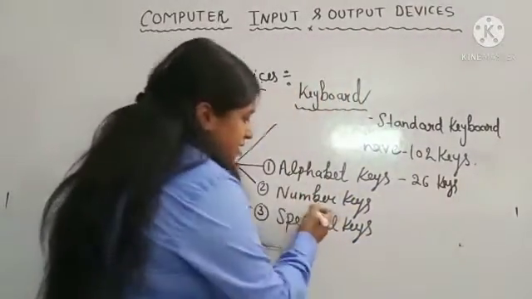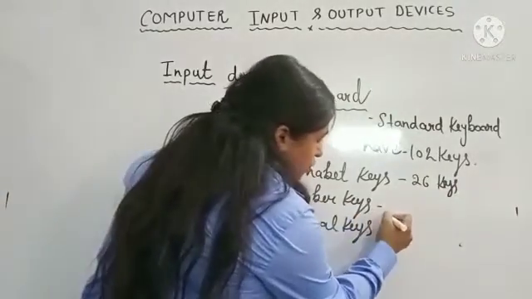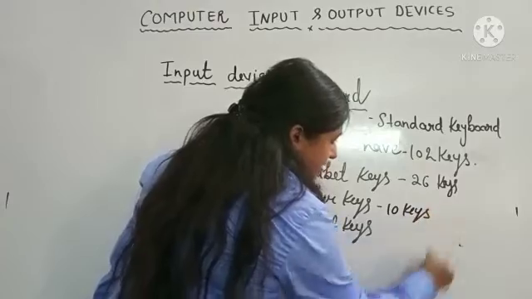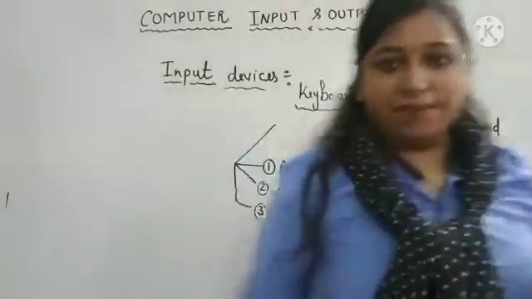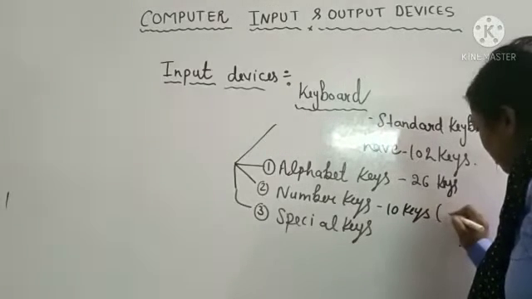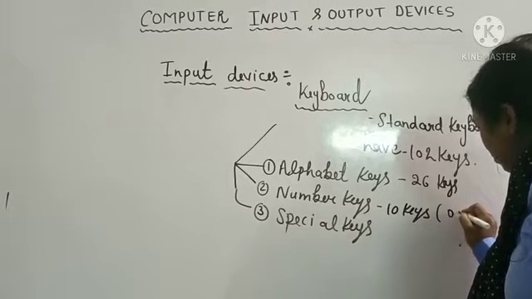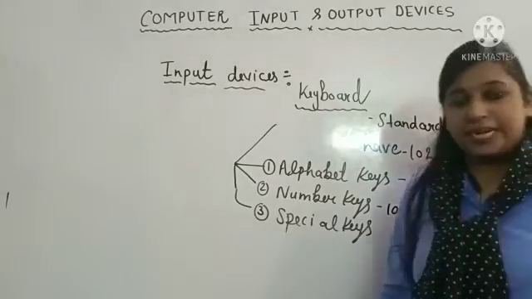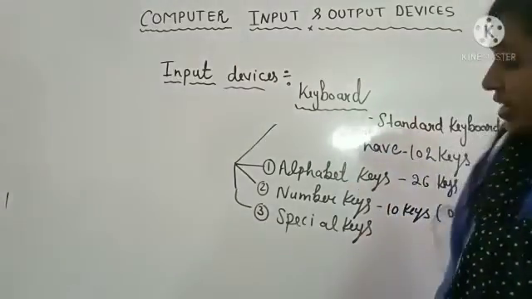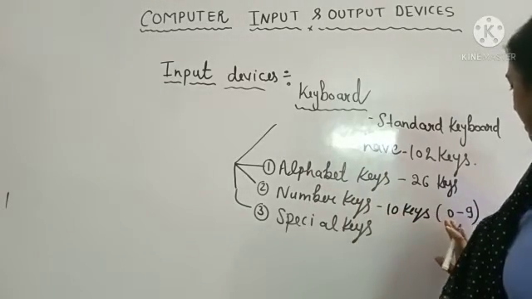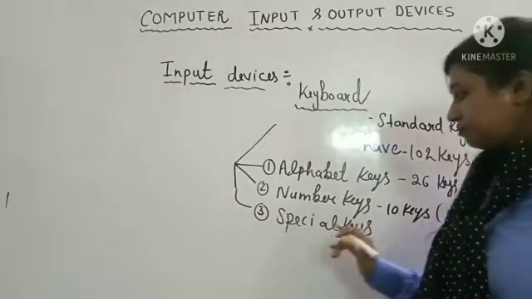The second one is number keys. There are 10 number keys, starting from 0, that is 0 to 9. So these are the number keys, 10 number keys, 0 to 9.